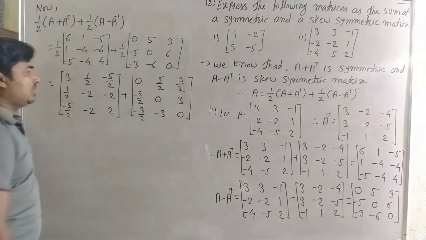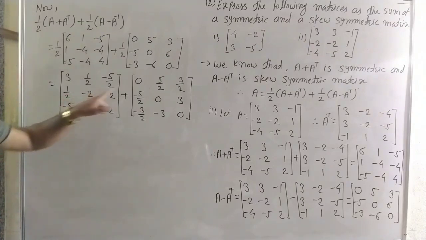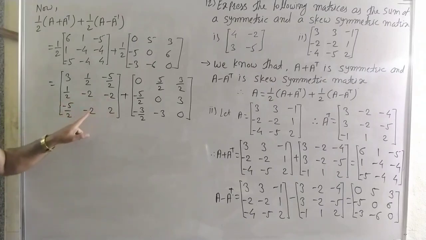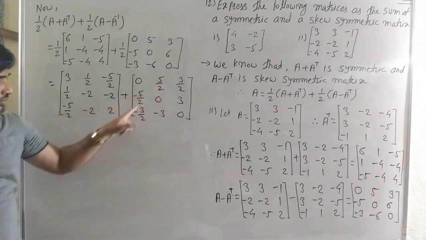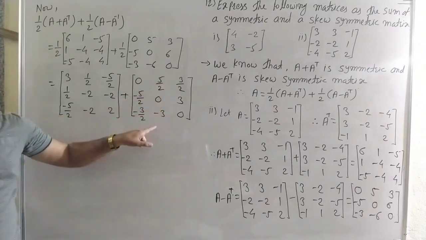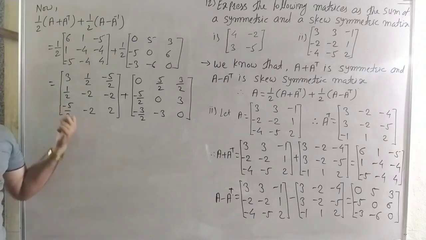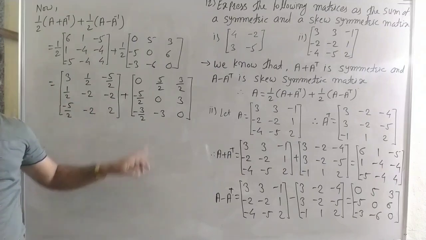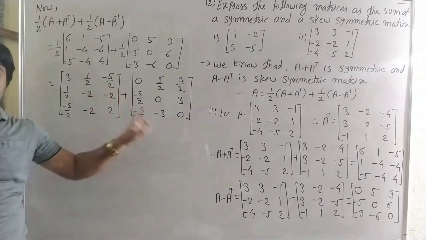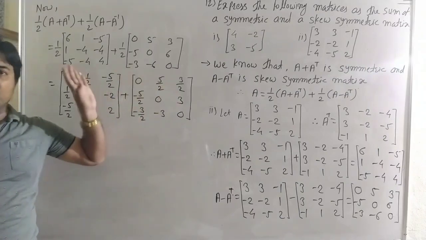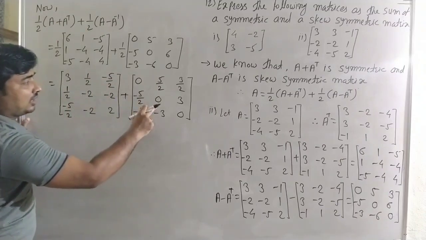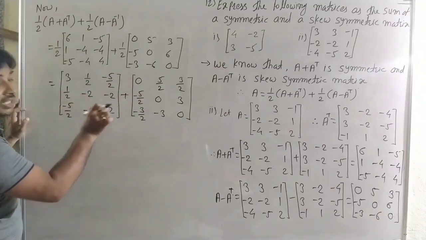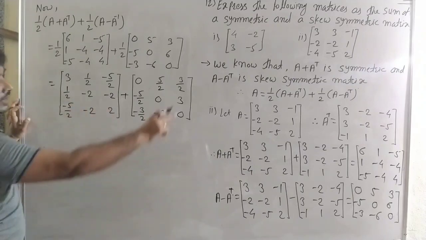Okay. Now see carefully, it is a symmetric matrix and it is a skew symmetric matrix. Here 1 by 2, 1 by 2, minus 5 by 2, minus 5 by 2, minus 2, minus 2. Here 5 by 2, but here it is minus 5 by 2. 3 by 2, it is minus 3 by 2. 3 and it is minus 3. In a symmetric matrix Aij is equal to Aji, and in a skew symmetric matrix Aij is equal to minus Aji. Okay, the position of the elements. Now it is symmetric and it is skew symmetric. Now adding the symmetric and the skew symmetric matrix, we get the matrix A.